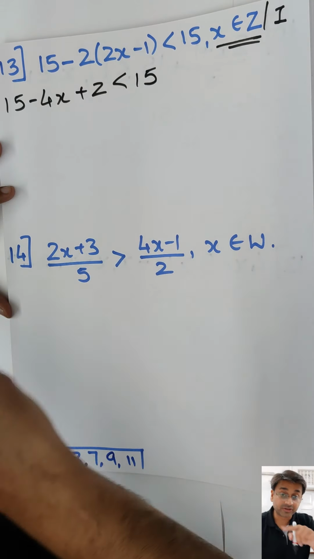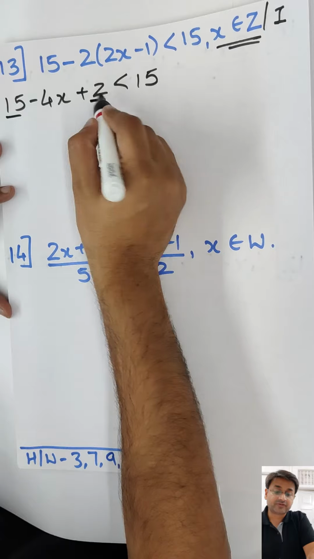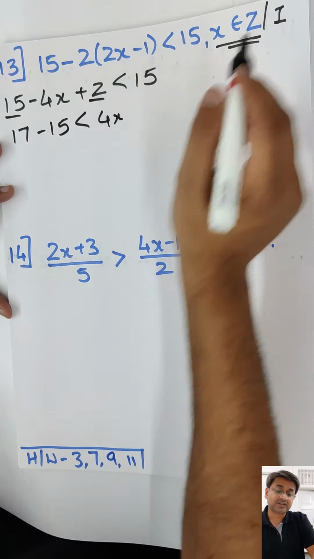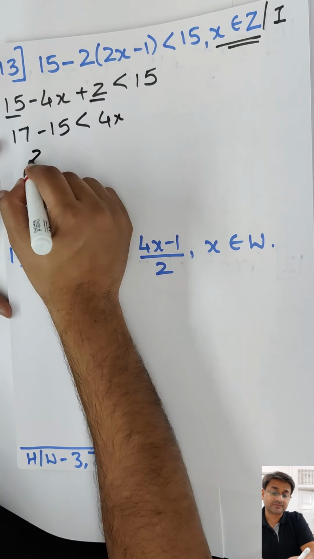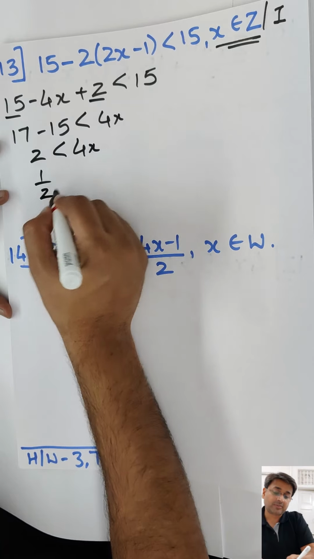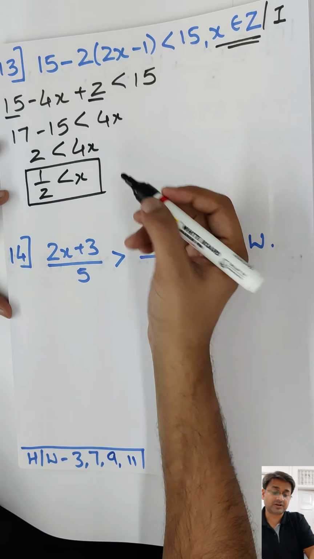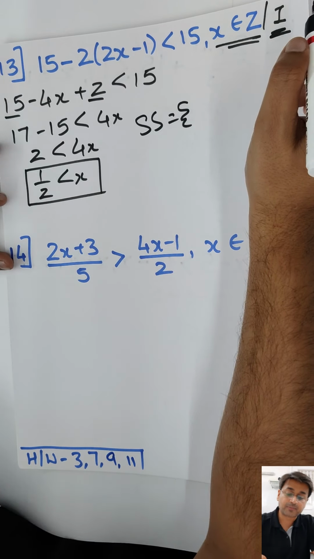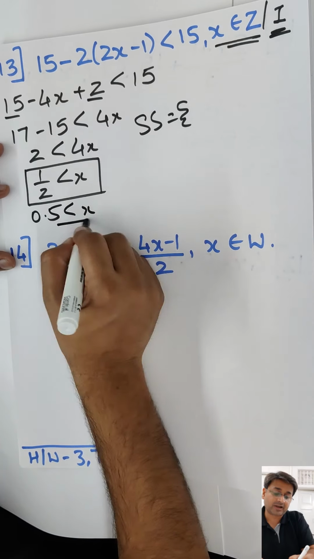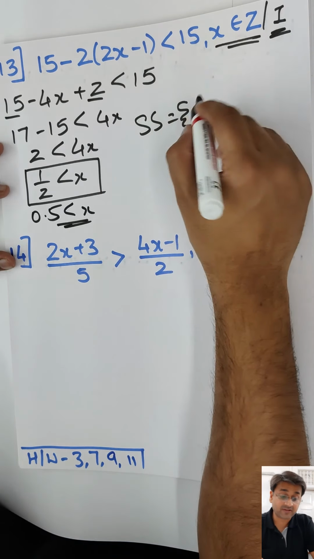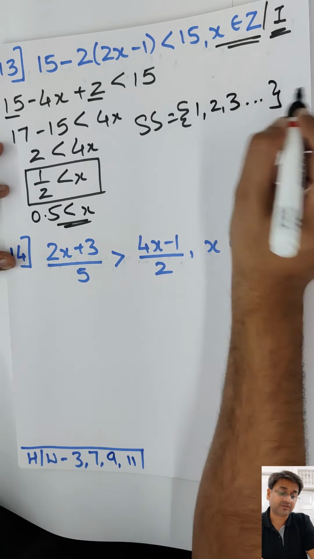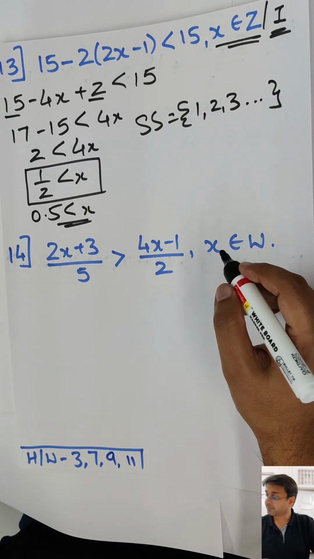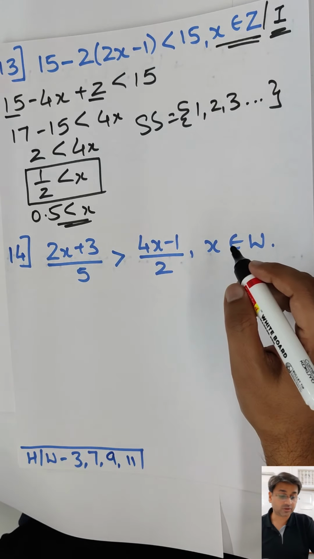So push 4 on the positive side. Don't forget that. So 15 plus 2 is 17. Getting this 15 here less than 4x, so that this x becomes positive. That's our strategy. So 2 less than 4x, 1 by 2 less than x, because 4 goes down. Solution set: since x belongs to integers and x is bigger than 0.5, you can write over here 0.5 for your better understanding. So bigger than 0.5 will be 1 onwards till infinity. No negative allowed because x is bigger than 0.5. So don't mess that up. I hope we are correct, and that's absolutely correct.